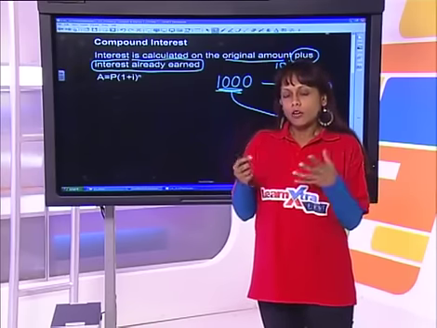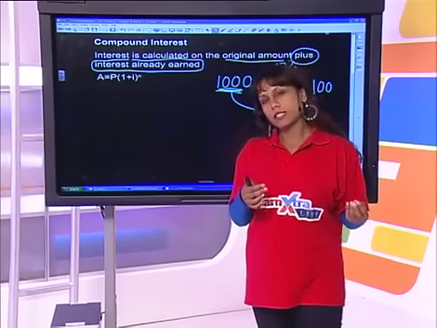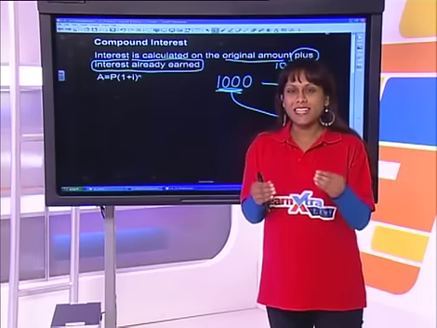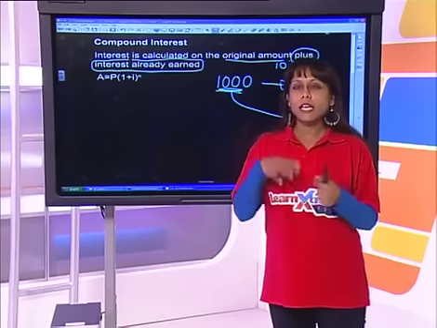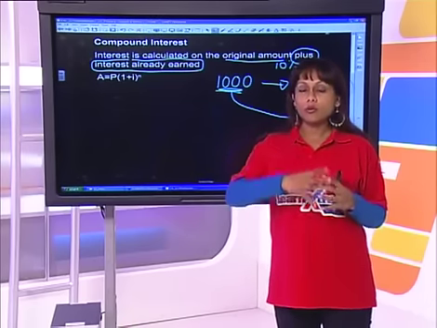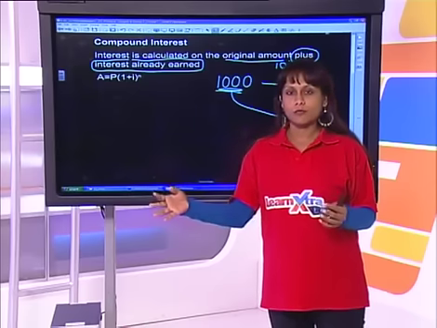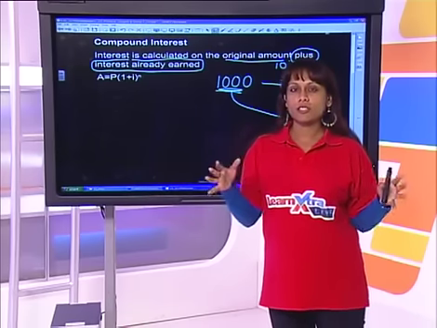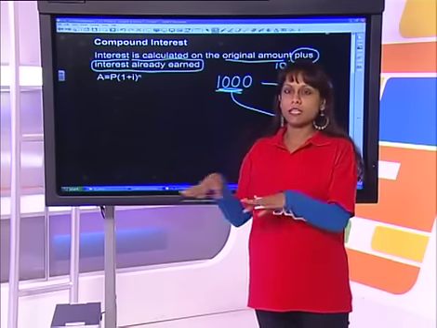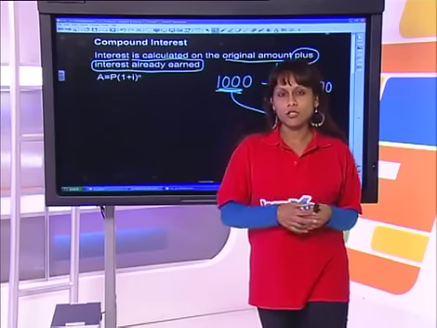Now, if a question doesn't explicitly say whether you're using simple interest or compound interest, take it to be compound interest. If the teacher wants you to work something out via simple interest, they will always state that it's simple interest. So if the question says nothing and they just say interest is calculated at 10% per year, take it as compound interest.